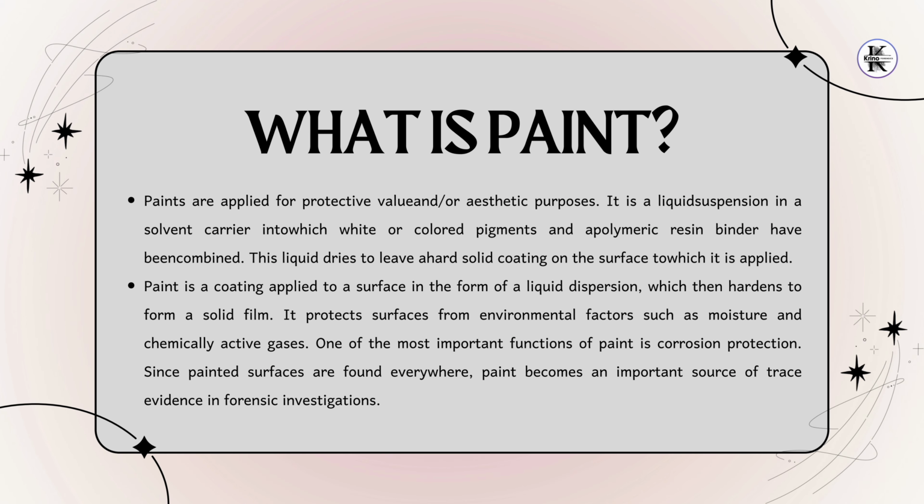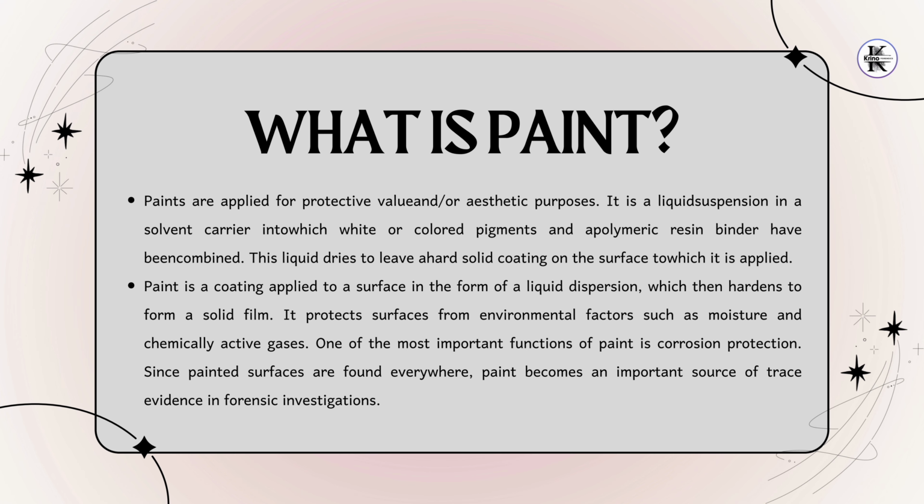Paint is one of the most commonly encountered trace evidence in forensic investigations. It is found almost everywhere on vehicles, buildings, tools, and objects. Because of this widespread presence, paint becomes extremely valuable in linking suspects, victims, and crime scenes. Now, before understanding its forensic role, let's first understand what exactly paint is.